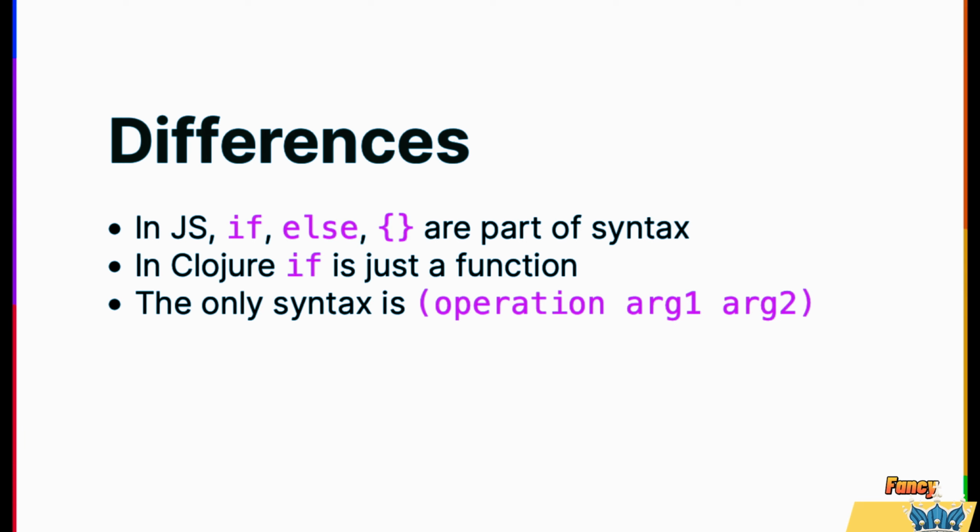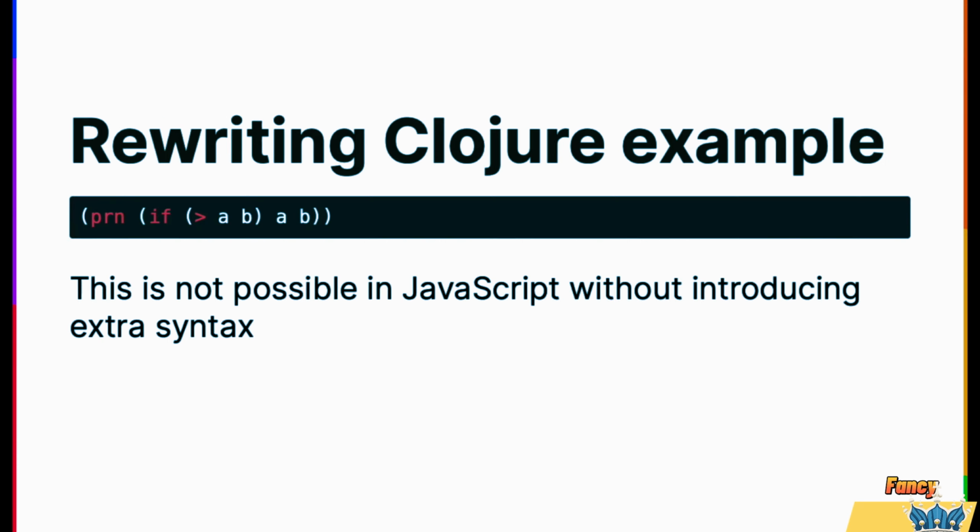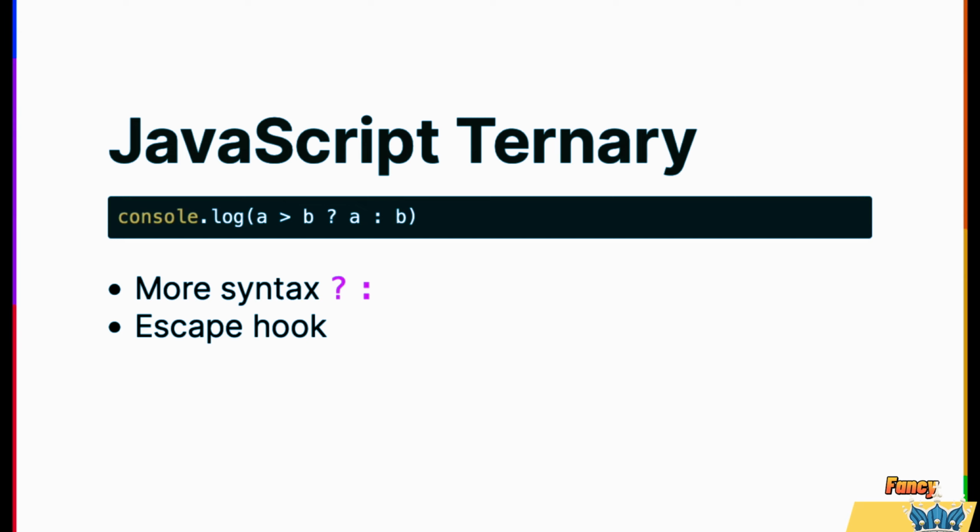In that sense, Clojure is way more expressive than a C family language. We can rewrite the if conditional in Clojure as follows. Notice how we moved the function if inside the print function. Now you might be wondering that you can do the same thing in JavaScript using the ternary operator. That's a great observation, but we'd like to point out that the ternary operator is an additional piece of syntax. With Clojure, it was just a function call, but the ternary operator is an escape hatch. It is not as extensible as composing functions would be.